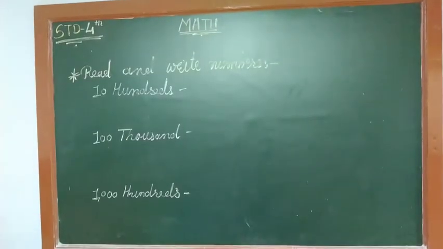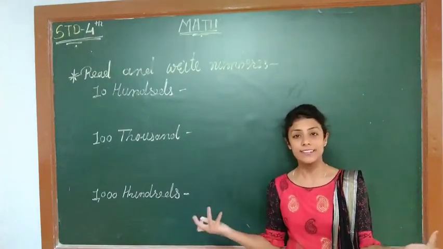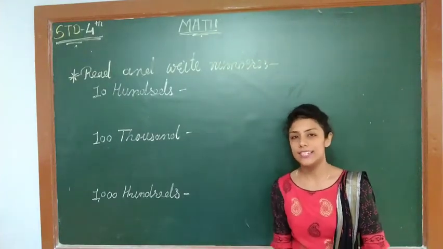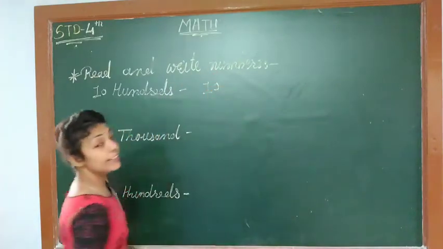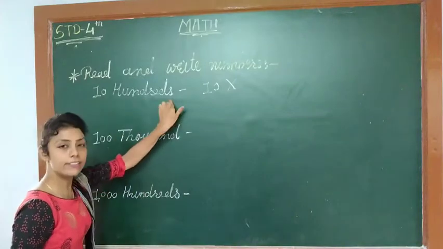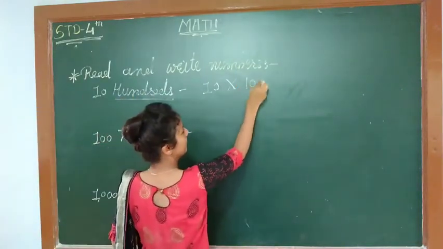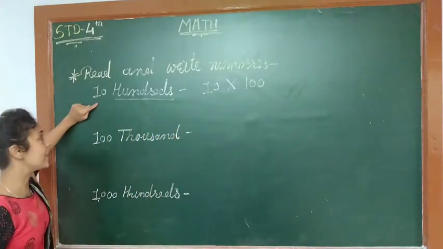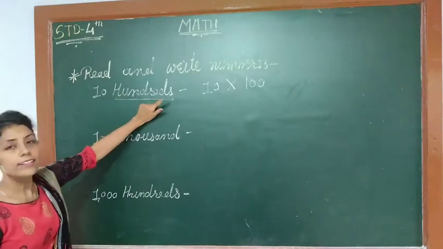Now read and write some numbers. 10 hundreds. How to read? How to write 10 hundreds? And 10 hundreds means what? So let's write here first 10. Then multiply. 10 multiplied by hundreds. Once again, 10 as it is. Then multiplication sign. Then hundreds.